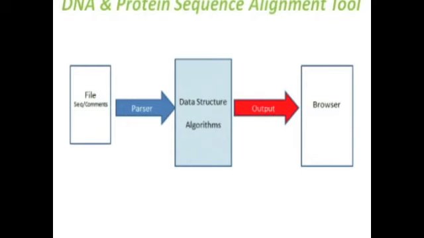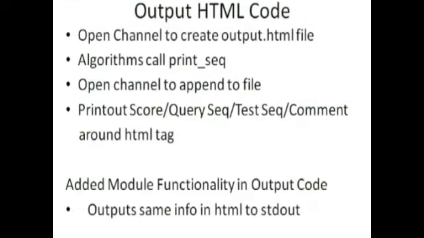For our output, we open a channel and create a new file called output.html. Inside our algorithms, when they're finished, they print out the sequence to this file. We open a channel that now appends to this file, and we print out the score, the query sequence, the test, and the comments around HTML tags. The same output is sent to the screen.